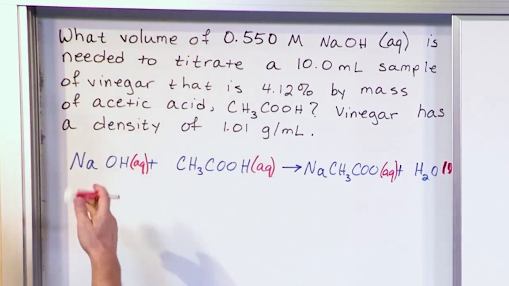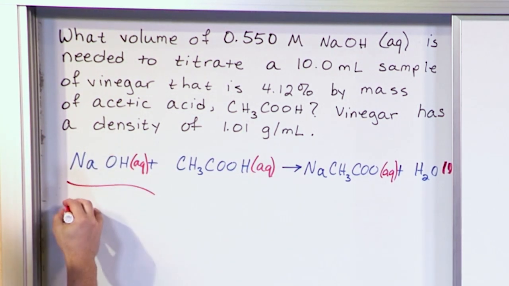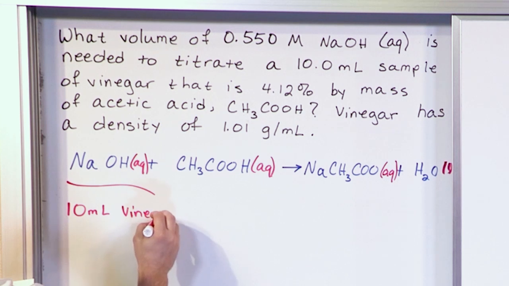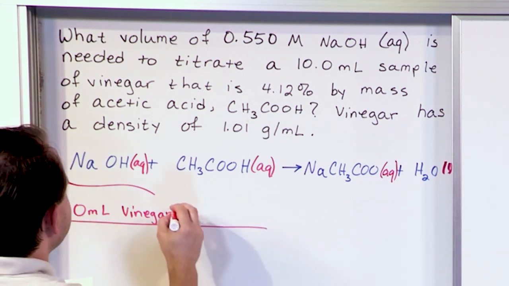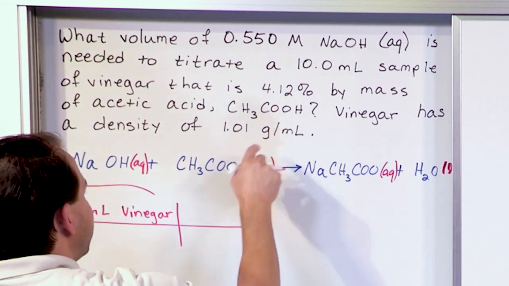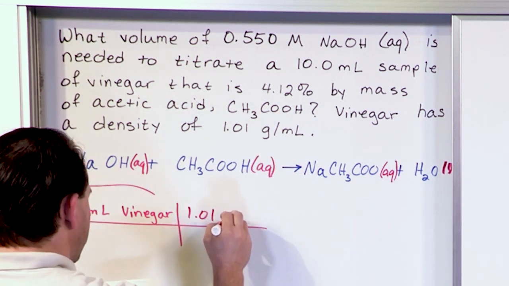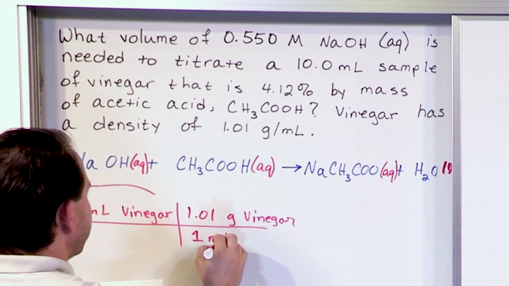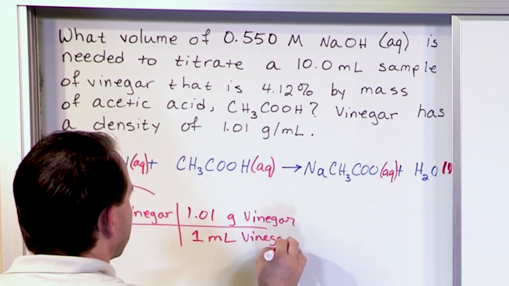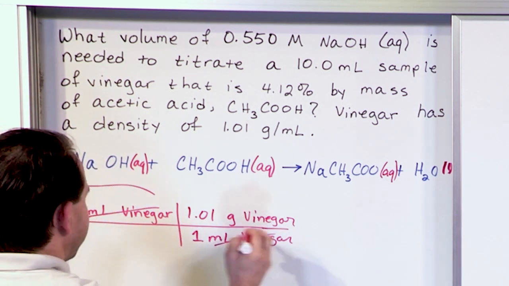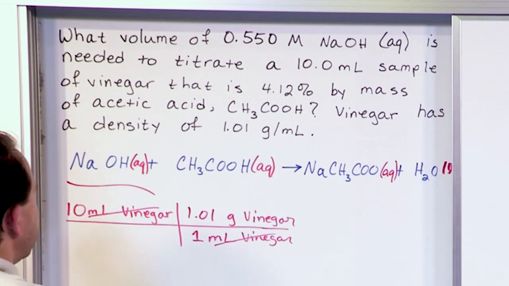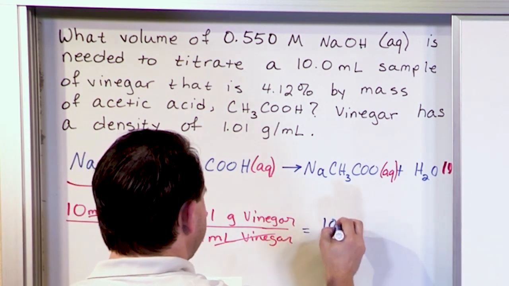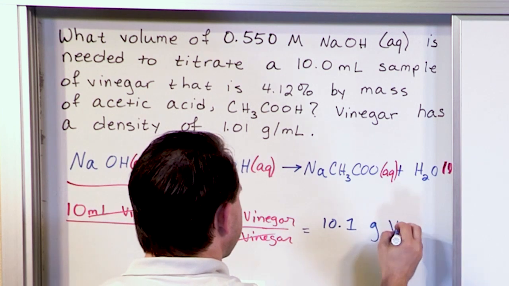So the way you do that is you say, I have 10 milliliters of vinegar. That's what my sample is. That's what's given to me, since you're trying to titrate this, right? I'm also given that this vinegar is 1.01 grams of vinegar per 1 milliliter of vinegar. Okay, so you see milliliters of vinegar cancels with milliliters of vinegar. So what you end up doing is you take 10 times 1.01. You're going to get something real close to 10. What you're going to get is 10.1 grams of vinegar.